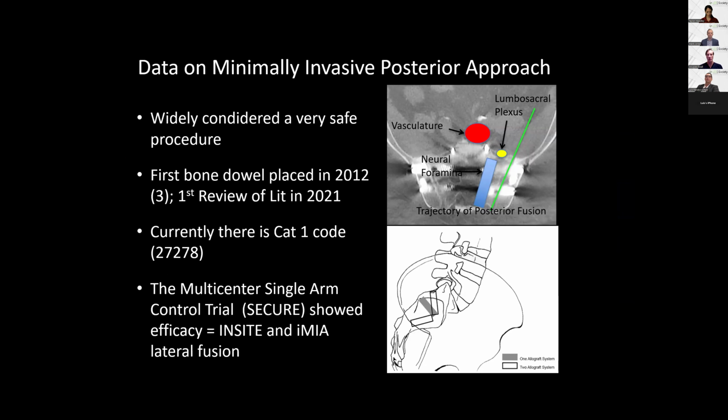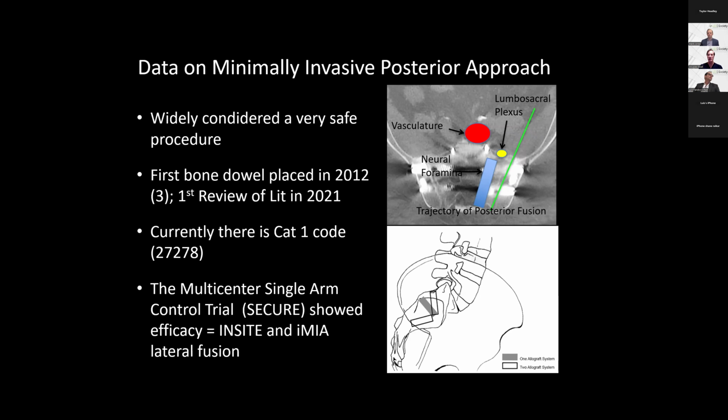Initially, the posterior approach is something that has been in discussion a lot lately. It's been in the literature. It has a CPT code 27278. And we are discussing now the persistence of that CPT code in 3 of the Medicare administrative contracting units. So it's widely regarded to be very safe. First bone dowels were put in 2012. You probably heard that, but these are not cortical allografts. These were fibular strut allografts, and so that's very different.